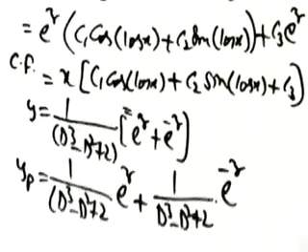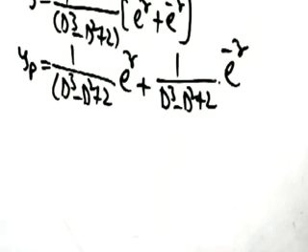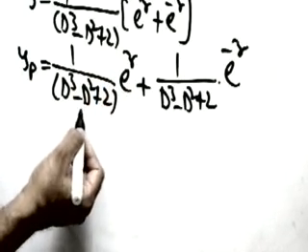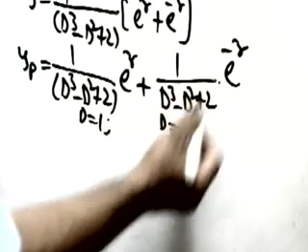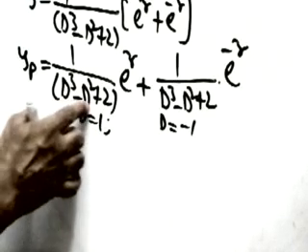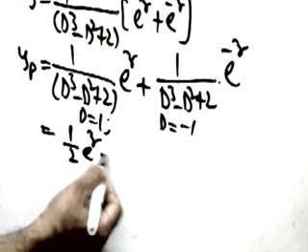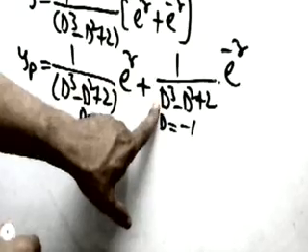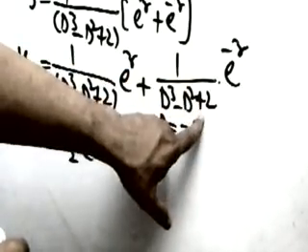Now what is the method for e power ax? We have to put a in place of D. See here, e power az, a is 1 here, so in place of D we have to keep 1. Here we have to keep minus 1 in place of D. Now continue this: if you put D equals 1, plus 1 minus will get cancelled, what is left here is 1 by 2 e power z. Plus, if you put minus 1 here, this will become minus 1 minus 1 minus 2 plus 2 will get cancelled.